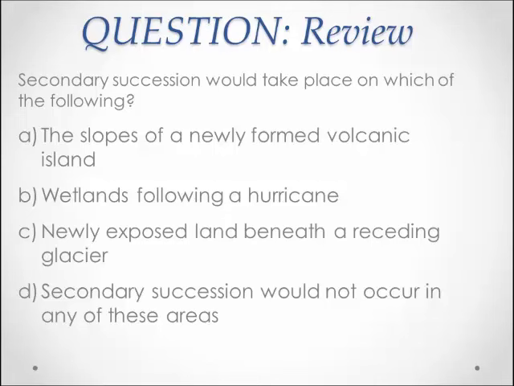A. The slopes of a newly formed volcanic island. B. Wetlands following a hurricane. C. Newly exposed land beneath a receding glacier. Or D. Secondary succession would not occur in any of these areas. Pause the video if you need more time to think about it.